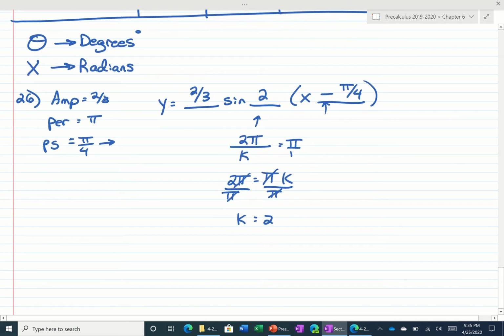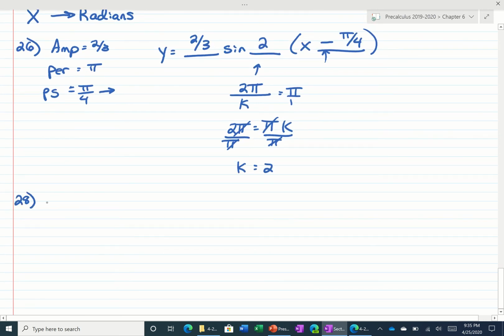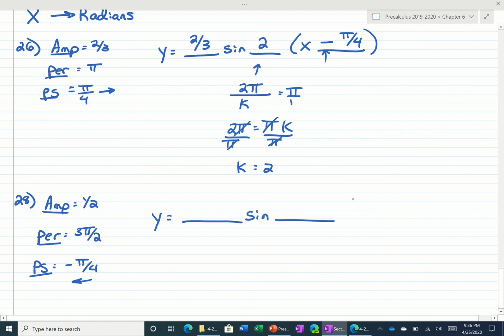Okay, I'll do the next one here, number 28, similar. Now 28, it says the amplitude is 1/2. The period is 3 pi over 2. And the phase shift is negative pi over 4, which really means pi over 4 to the left. So let's fill in the blanks. And the amplitude would be 1/2. Phase shift is to the left. It's plus pi over 4.